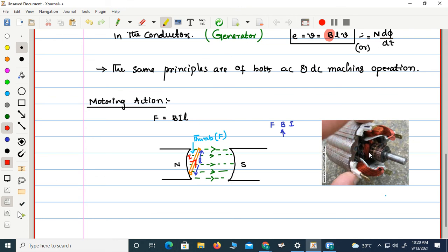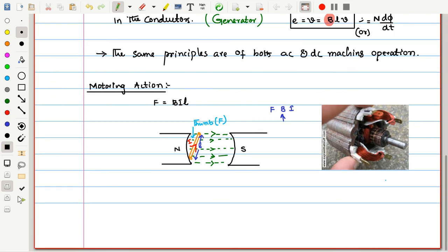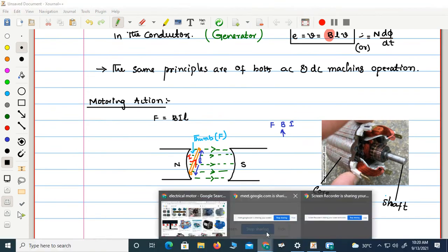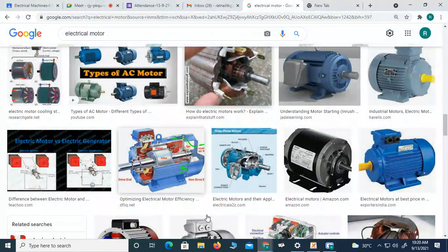Now, where is it placed? It is placed on a certain core. This is the core. Could you see this, some kind of steel material? So on top of this, these coils are placed. And apart from that, there is some kind of rod here. This we call a shaft. Now what happens is that as force is experienced on this conductor, this entire structure is going to rotate inside the machine. So let me show one more figure here.